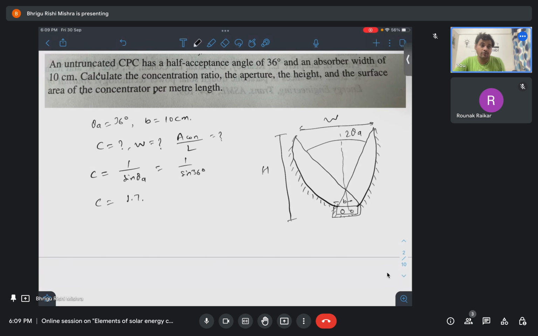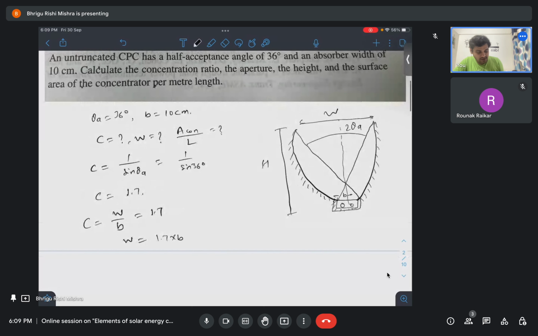Now another way to calculate concentration ratio is C equals W by B, where W is the aperture width and B is the absorber width. Since we already know it is 1.7, we can calculate W, and W is nothing but 1.7 into B, and B is given as 10 centimeter, so it is 17 centimeter. So we got the W, and now we have to calculate the height.